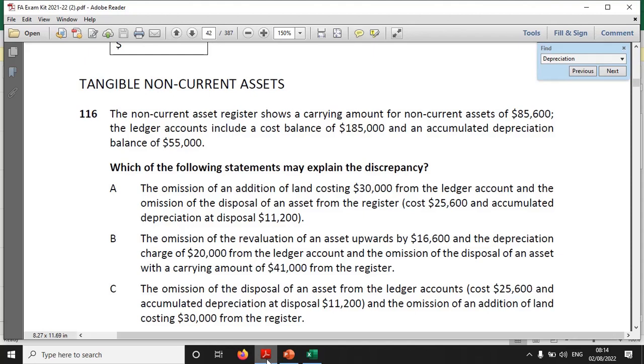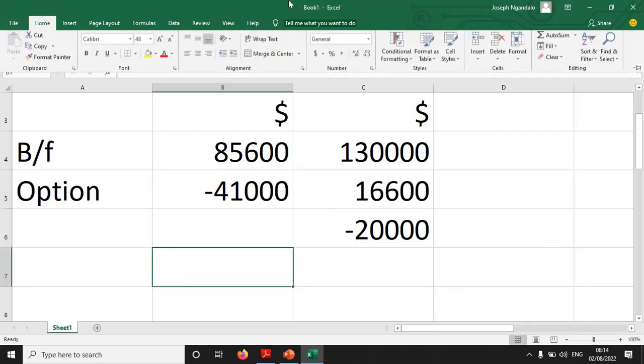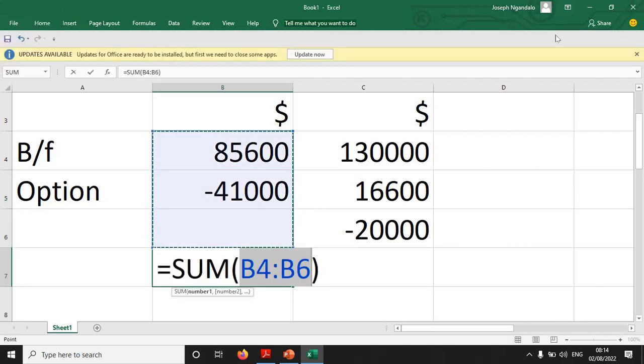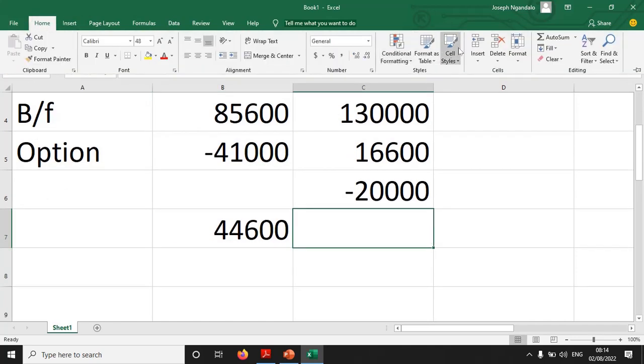We told from the register, a disposal was omitted, right? A disposal of an asset with a carrying amount of 41,000. Let's do it. If it was a disposal, what should you do? Minus, right? Now counter check the totals if they are making sense. This is that number there, and that is that number.